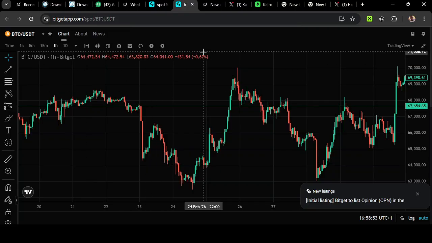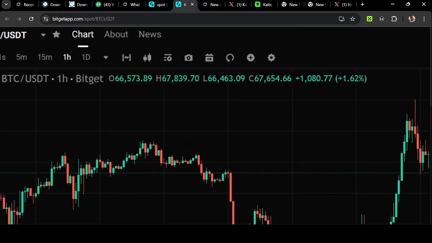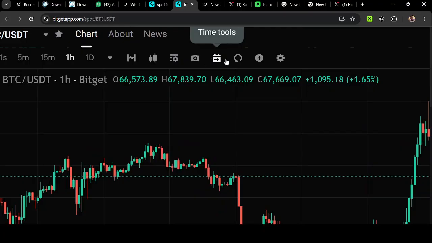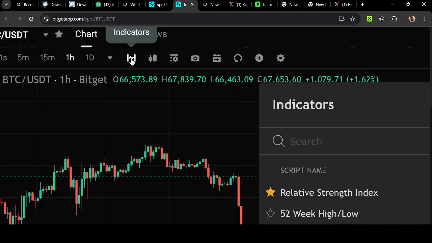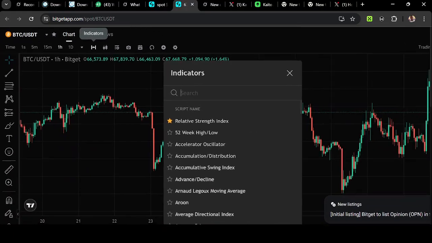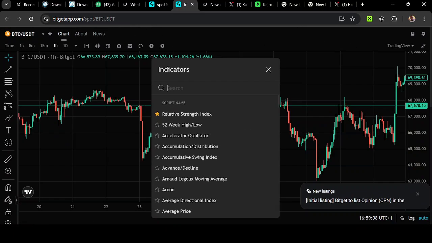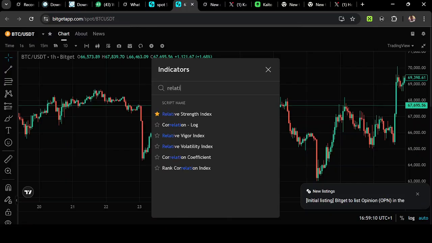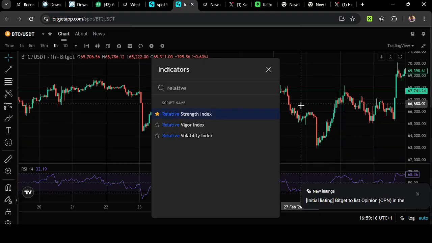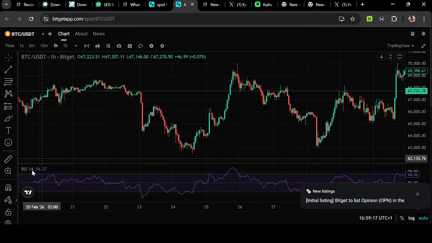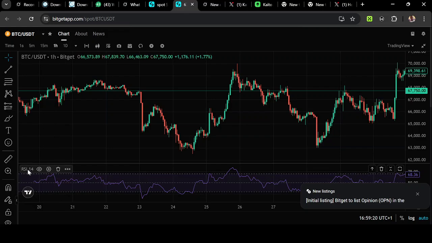When you want to set it up, you go to your indicators. You look for where it says indicators. So this is it. When you click on the indicators, let me zoom it back. Search for relative. Once you search for it, you see it here, Relative Strength Index. Click on it just once, that is enough. It's going to appear here. I already set mine to 14.